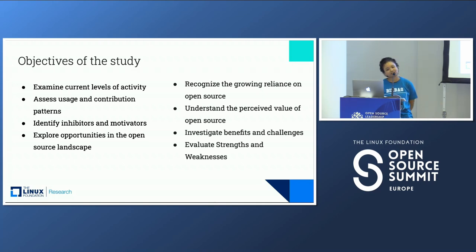So why is it that organizations are not that willing to contribute, or whether they are using a lot of open source and why is that? Also to explore opportunities in the open source landscape. Recognize the growing reliance on open source that we usually see, but it's nice to see confirmed in the data. Also to understand the perceived value of open source. Investigate its benefits and challenges, strengths and weaknesses. So this is what we set out to do with the survey, with the 43 questions.